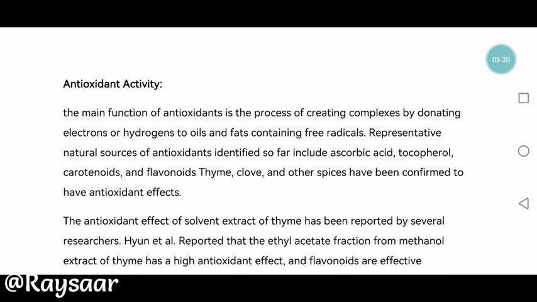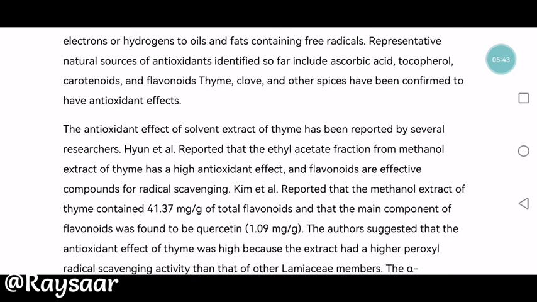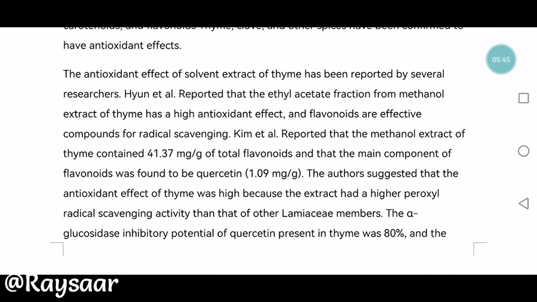Representative natural sources of antioxidants identified so far include ascorbic acid, tocopherol, carotenoids, and flavonoids. Thyme, clove, and other species have been confirmed to have antioxidant effects. The antioxidant effect of solvent extract of thyme has been reported by several researchers. Hyun et al. reported that the ethyl acetate fraction from methanol extract of thyme has a high antioxidant effect, and flavonoids are effective compounds for radical scavenging.